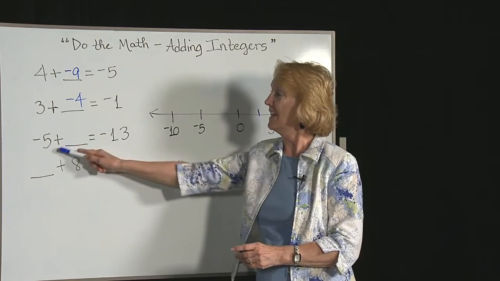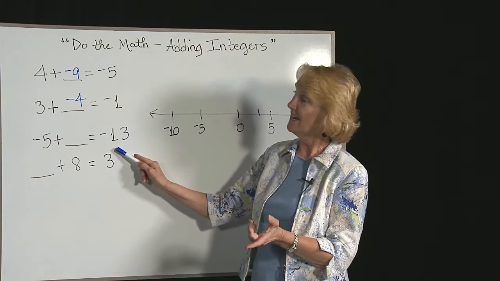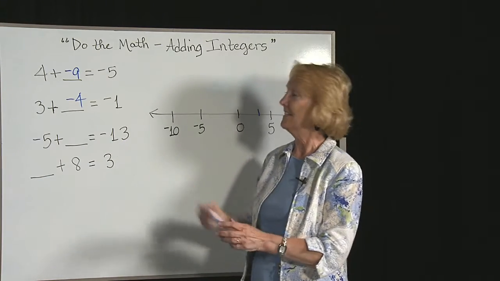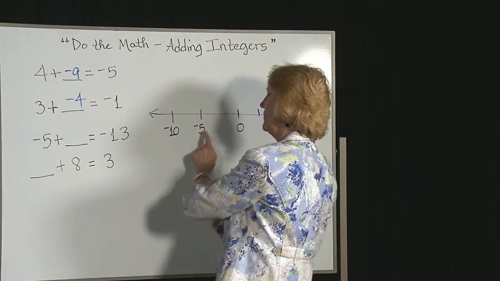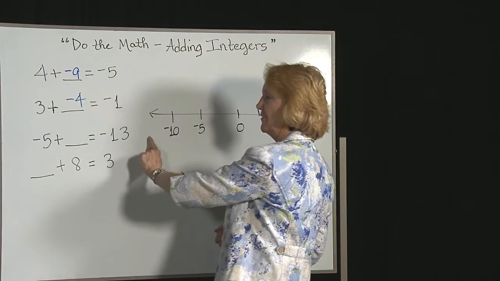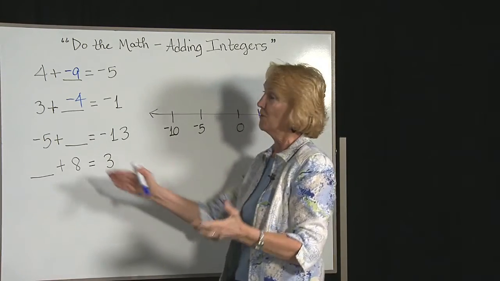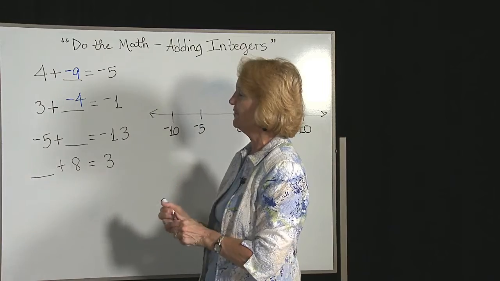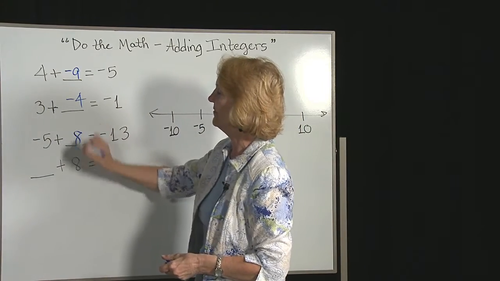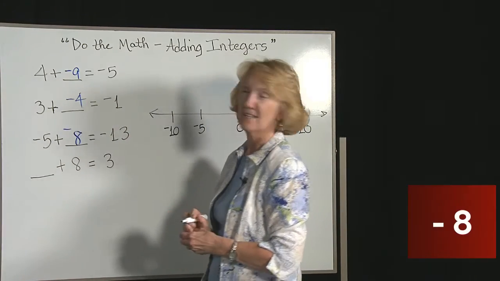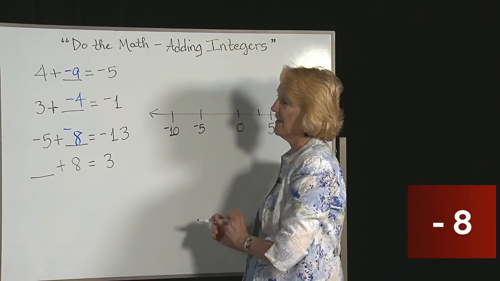Okay, let's take a look at the next one. If you start in the negatives and it gets more negative, must mean you added a negative number. To get from a -5 to a -13 is the same distance as if you went from +5 to +13. So you went a distance of 8. But you did it in the negatives, so it's -8.